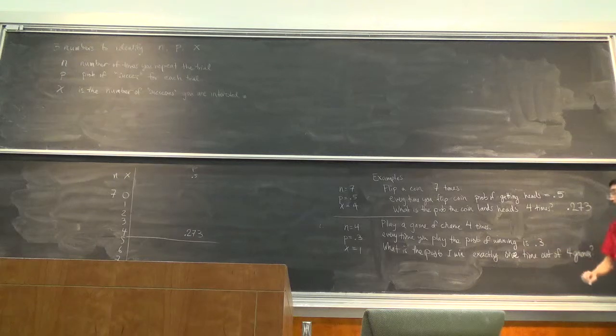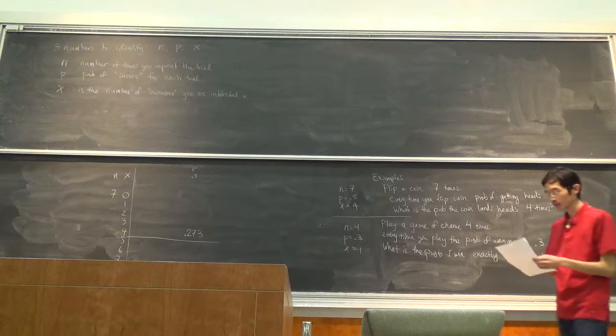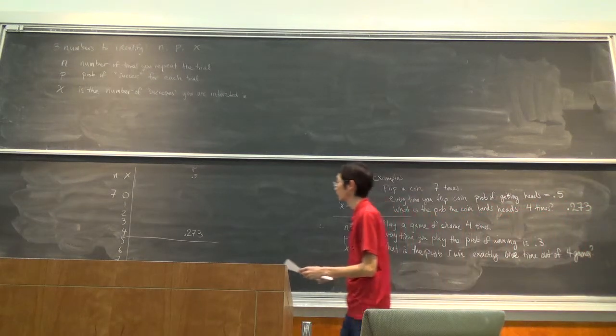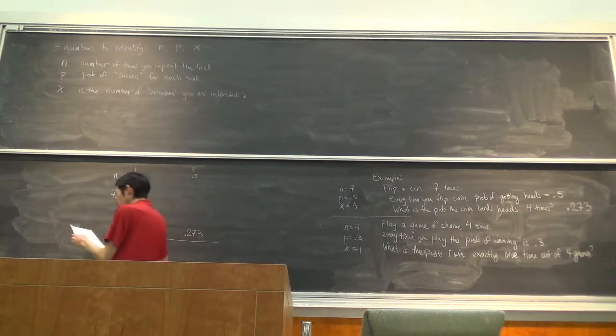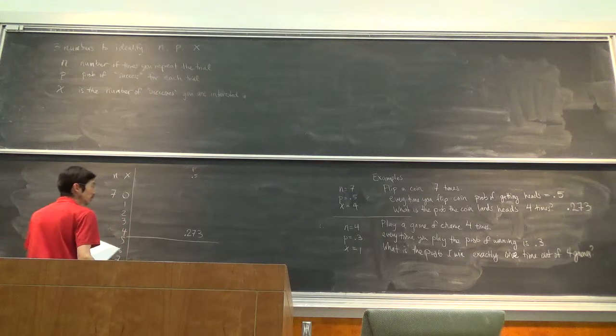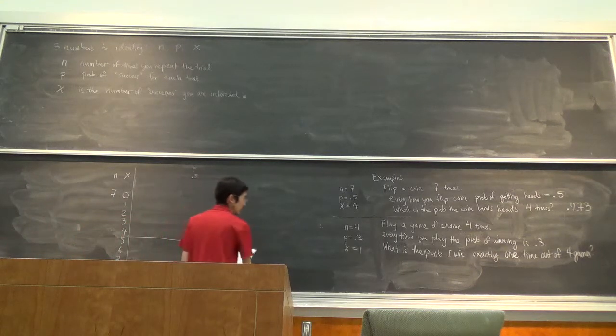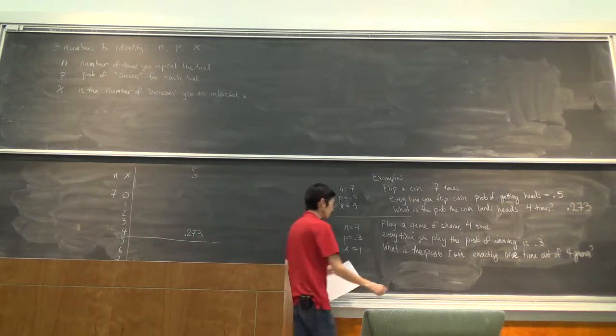I play a game of chance 4 times. Every time you play the game, the probability of winning is 0.3. What is the probability I win exactly 1 time out of 4 games? So I'm going to go to n is 4, x is 1, column 0.3. And what is the answer I get? 0.412.